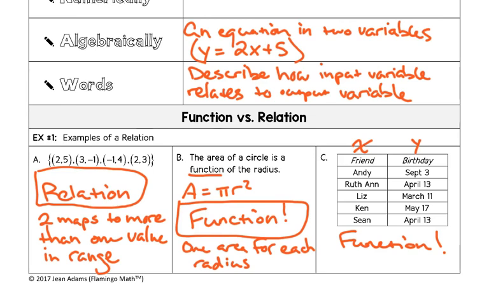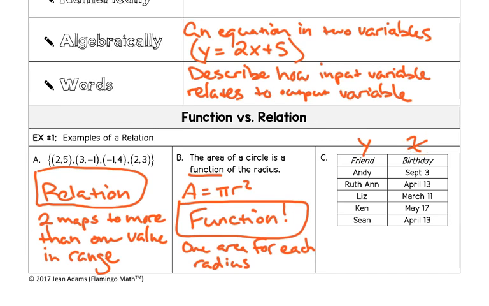Now, I'm going to turn that around. I'm going to actually flip these, and we're going to see what happens if we do that. So instead of my domain, or my independent variable, being my group of friends, and my dependent variable, or my range, being my birthdays, I'm going to flip-flop those. Now, my independent variable is birthdays, and my dependent variable, or my range, is going to be my group of friends.